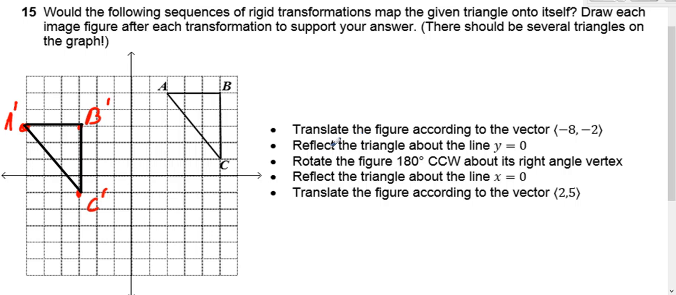Now we'll reflect the triangle about the line y equals 0. That is the x-axis. So C is going to reflect up to there. B reflects down, 1, 2, 3 away, so B reflects down, and A also reflects down.